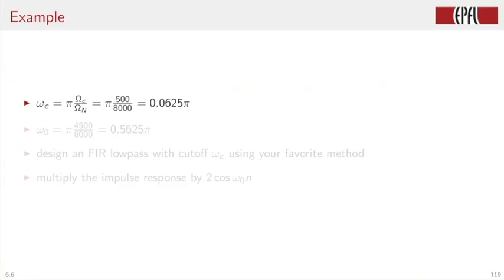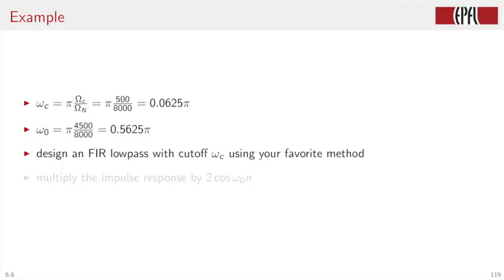So the cutoff of the low-pass filter is simply capital omega C divided by capital omega N multiplied by pi, and that's equal to 0.0625 pi. The modulation frequency is simply pi times 4,500 divided by 8,000, that's 0.5625 pi. Then we design an FIR low pass with cutoff omega C using some method that you can choose.